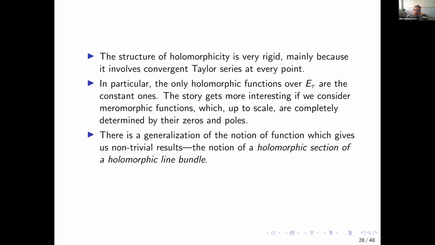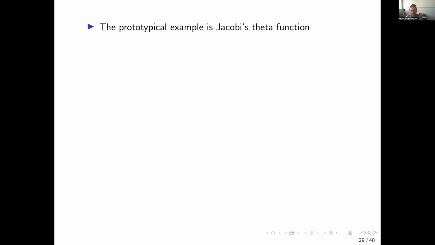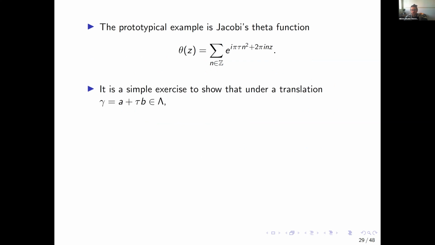And this is the notion of a holomorphic section of a holomorphic line bundle. And this will be the main object of interest now. The prototypical example of this is Jacobi's theta function, which is given by this series here. And it is a simple exercise to show that under a translation of the lattice, you have this transformation formula. So you translate a bit and you get a phase, which you can think of as a gauge transformation, which assumes this form here.